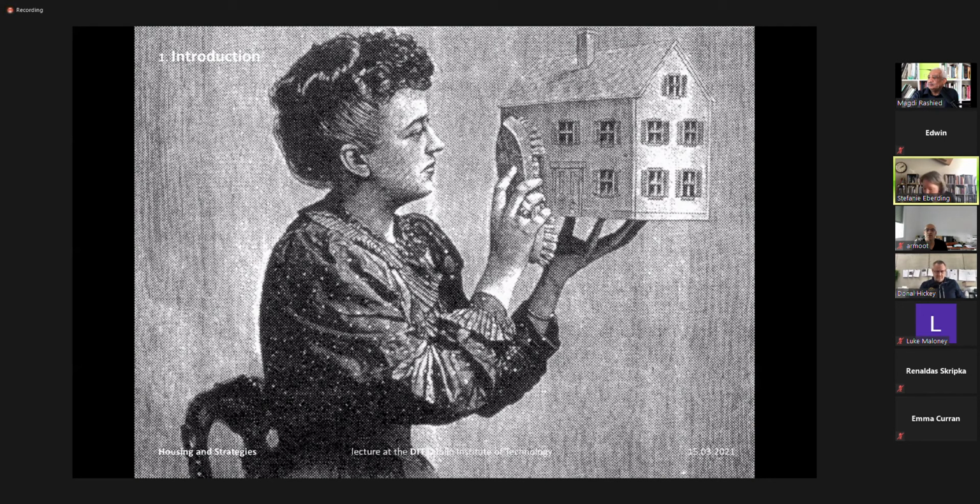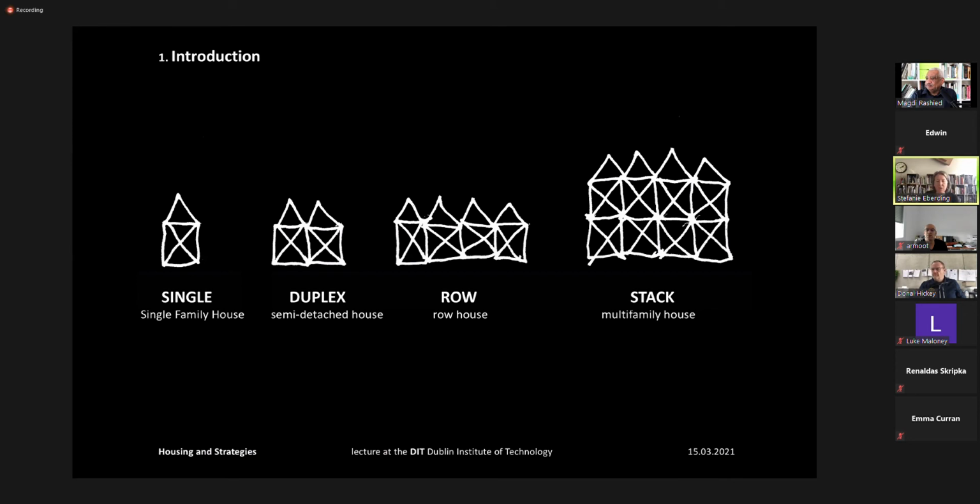And in these lectures, I show the basics, like the basic strategies for how you plan housing. And at the end, I will also show you exciting new projects. So maybe just before that, a little intro in the typology of houses, like the single, the duplex, the row, like high density horizontal housing, and stacking, like the multifamily housing, which we will address today.